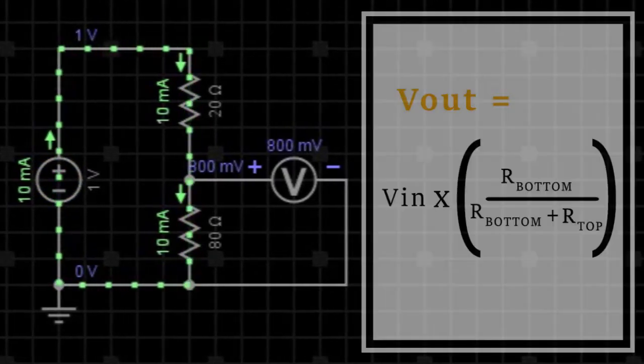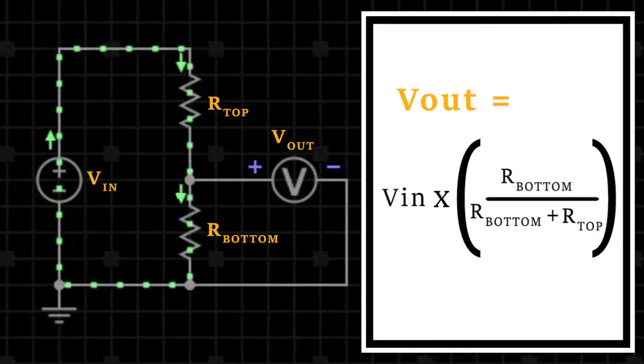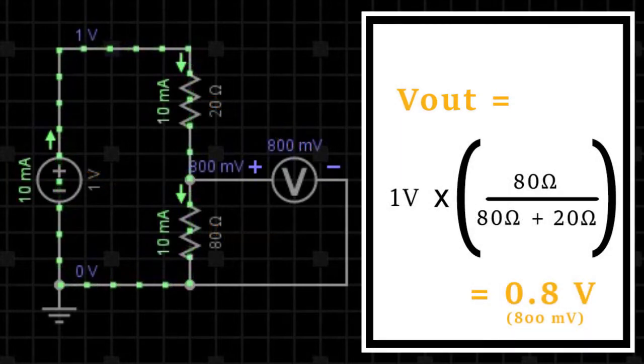And this is the equation you should use to calculate the output voltage depending on the resistors you are using. Vout equals Vin multiplied by R bottom divided by R bottom plus R top. And if you are not getting the output voltage that you want, try the equation with some different resistor values, or rearrange the equation.